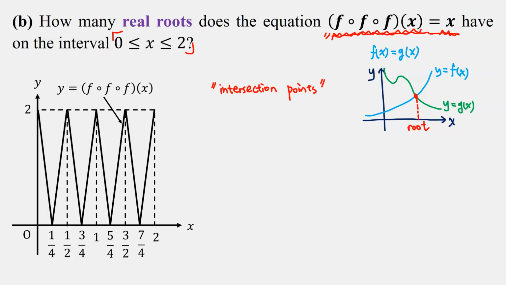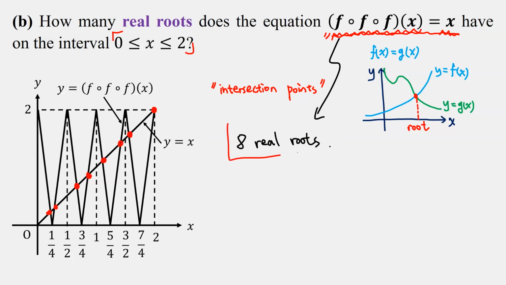And if we draw the graph of y = x here, there are a total of 1, 2, 3, 4, 5, 6, 7, 8 intersections between the two graphs. Therefore, this equation has 8 real roots.